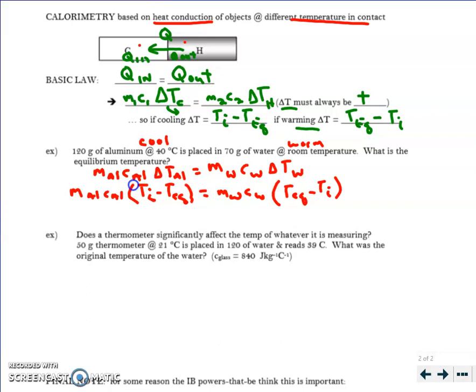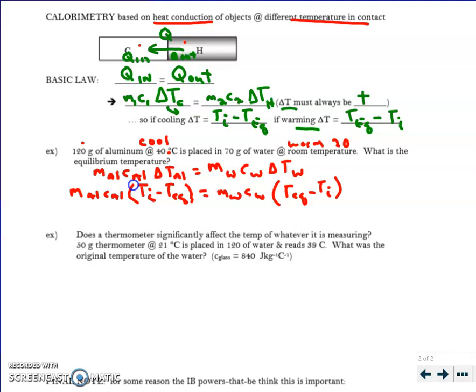Now let's anticipate what's going to happen. I have more aluminum than I have water. So we might anticipate the equilibrium temperature, we don't expect it necessarily to be halfway between 40 and 20 because we have more aluminum than water, but also water has a much higher specific heat. So that could offset it if we look at it.